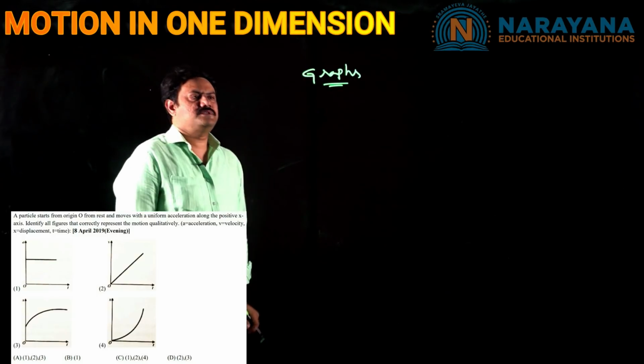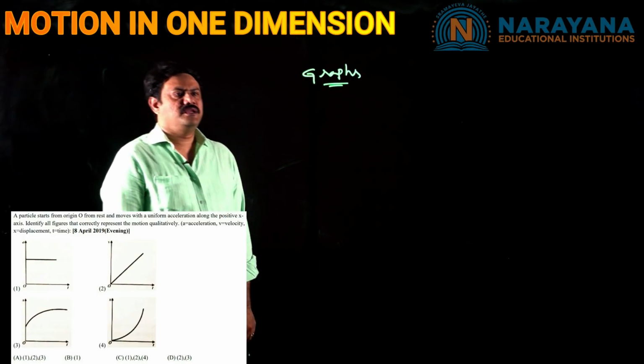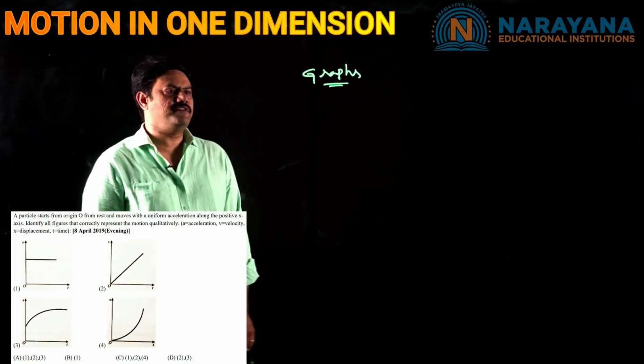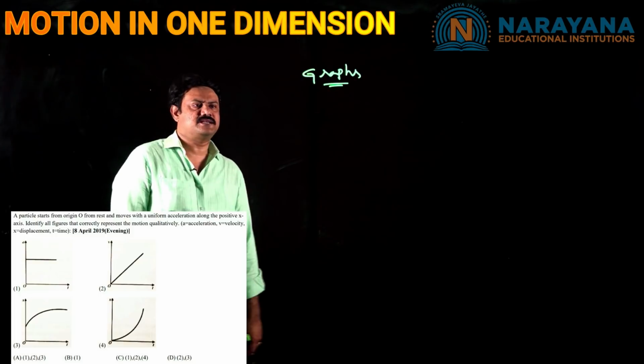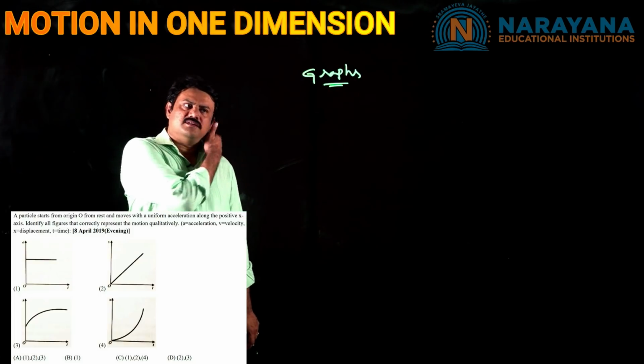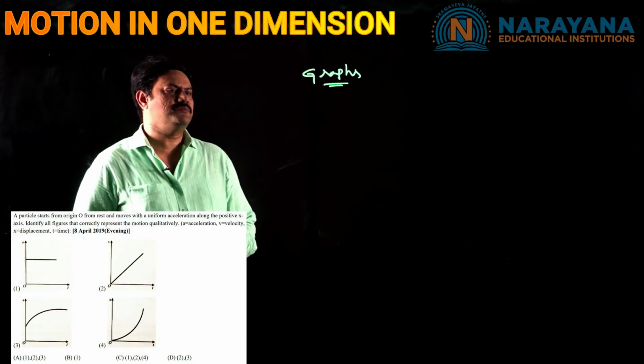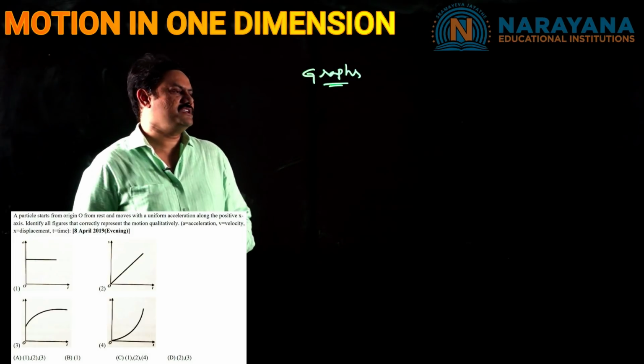Second subtopic, graphs. So generally in the graphs, previously, a particle starts from the origin O from rest and moves with a uniform acceleration along the positive x-axis. Given this, draw the graphs for acceleration-time graph, velocity-time graph and position-time graph, and how they vary.